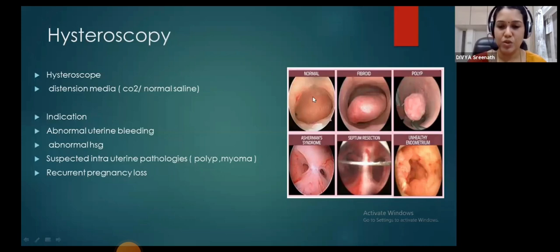In this case, you can see the fibroid, etc. Hysteroscopy is usually done if there is a suspected case of septum, that is, whether a septum or a polyp is present in the uterus. Along with the hysteroscopy, they will do a curettage also. They will remove the septum also. So this procedure can be used as a screening method or also as a therapeutic means.